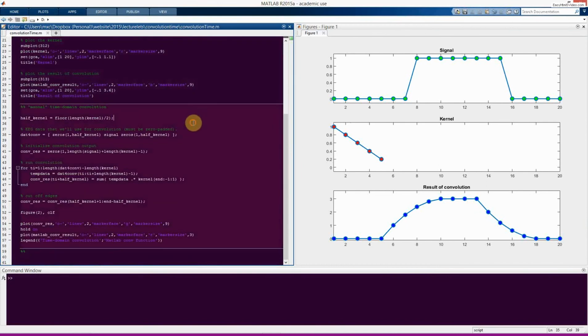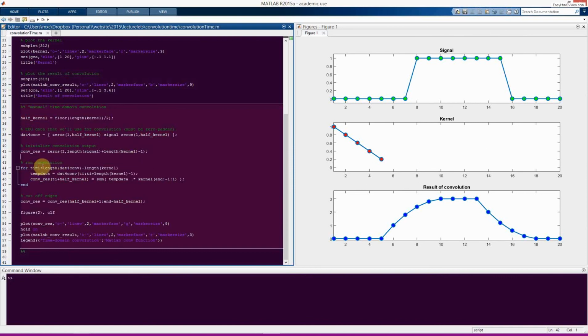Now here in the second cell, this is where we are going to compute convolution in the time domain manually. Here you can see I'm zero padding the signal. So we have the signal in the middle, and I'm putting zeros on either side. How many zeros do we need on either side? Half the length of the kernel. So that's what I define here, half the length of the kernel. Here we are initializing the result of convolution, and you can see how long convolution is going to be: length n plus length m minus 1. And here's where we actually run the convolution.